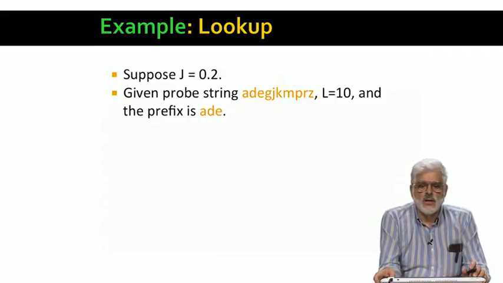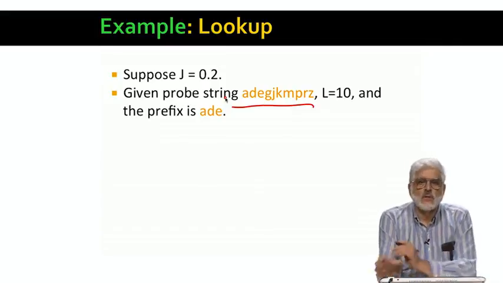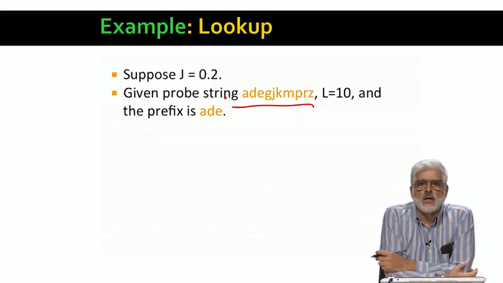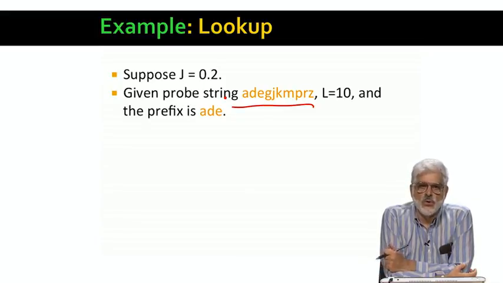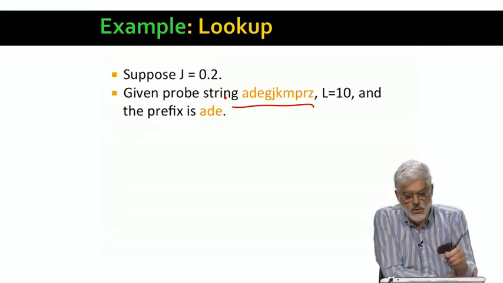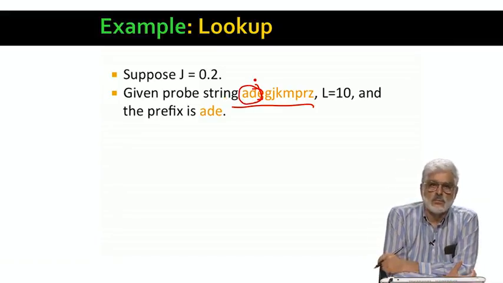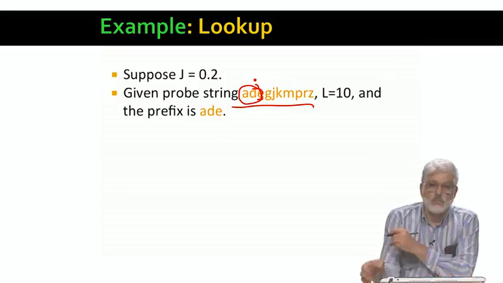Its length is 10. And how long is its prefix? Well, JL is 0.2 times 10, or 2. Add 1 and take the floor, and you get 3. That is, the prefix is ADE.